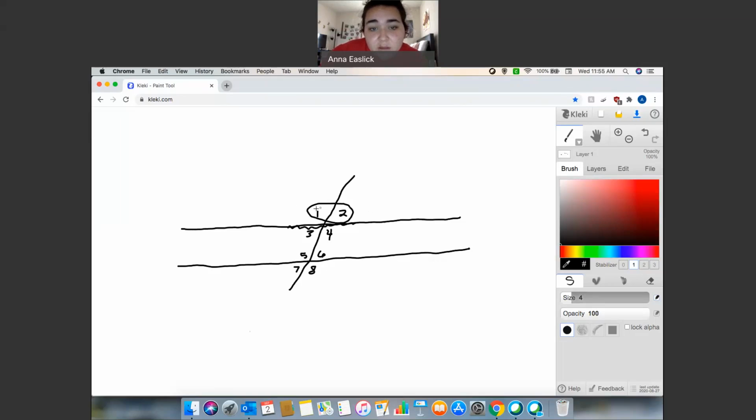And that goes along with any of the angles that are right next to each other, divided by a line and also on a line. So these two would be supplementary, these two would be supplementary, and so would these two.